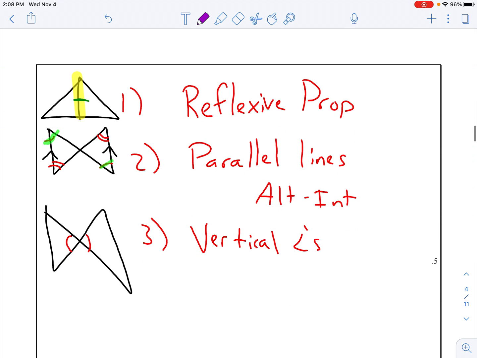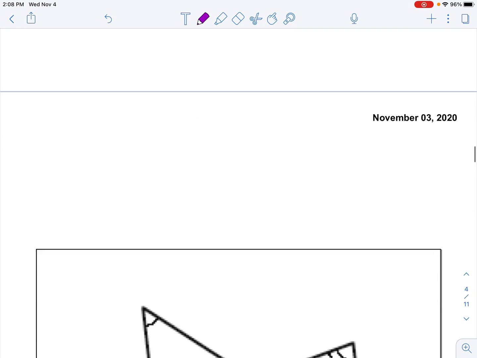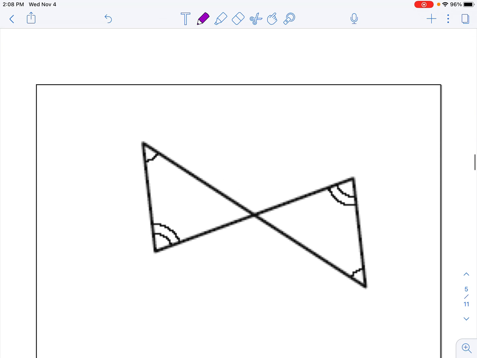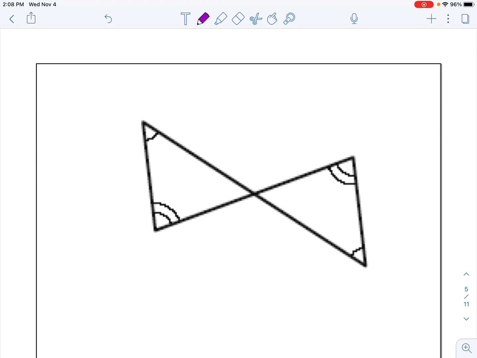There's your checklist, 3 things to always look for. Look for that reflexive property, your parallel lines. Specifically, you're looking for your alternate interior angles. And look for those vertical angles. Anytime you have that X there, even when your lines are not parallel. So here, any other markings we can add in. There's no parallel lines. They don't share a side. They do have vertical angles. So I do have all 3 sets of angles marked. But I do not have any sides. So this is still going to be a no.